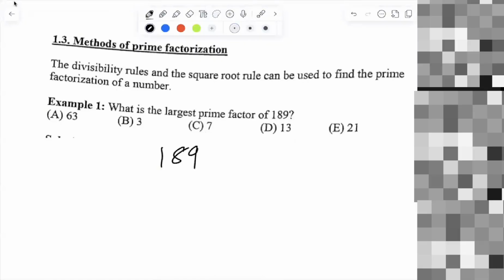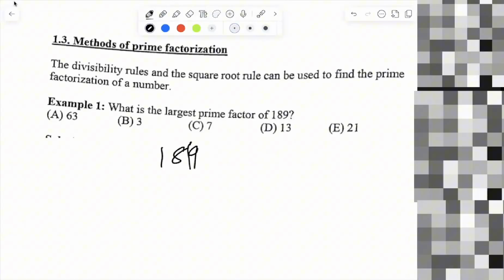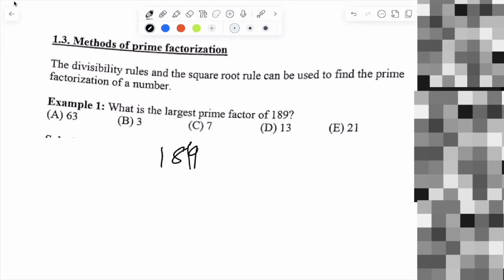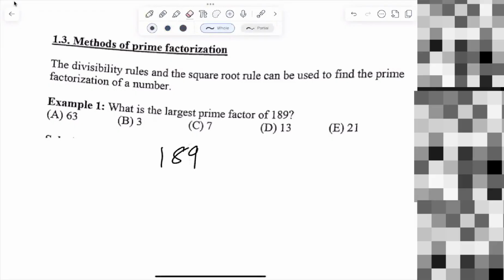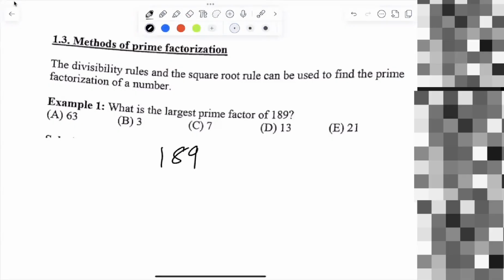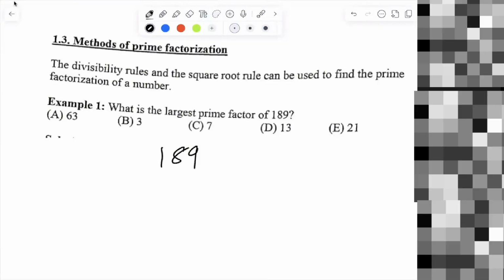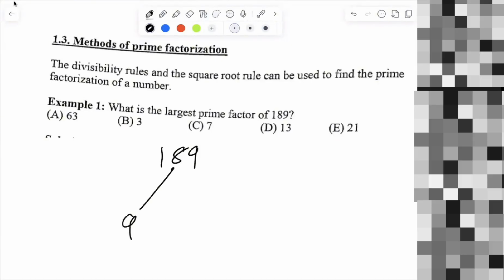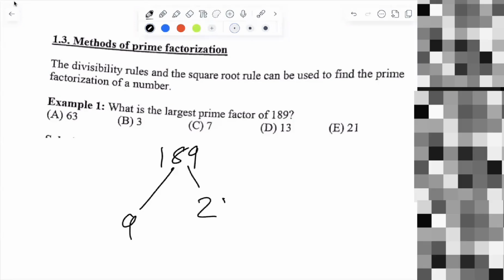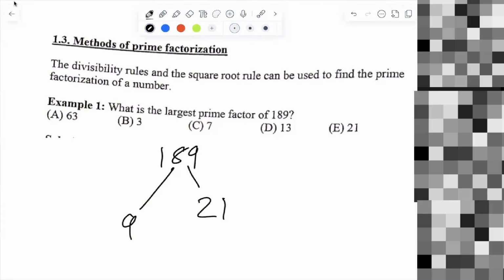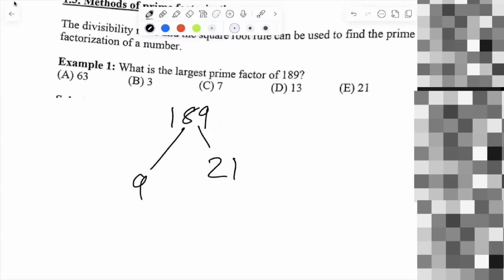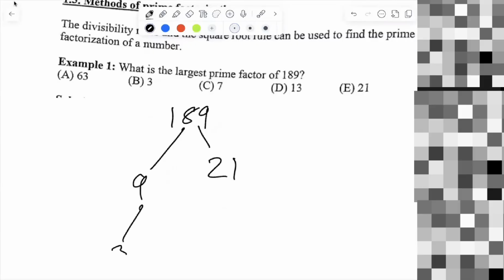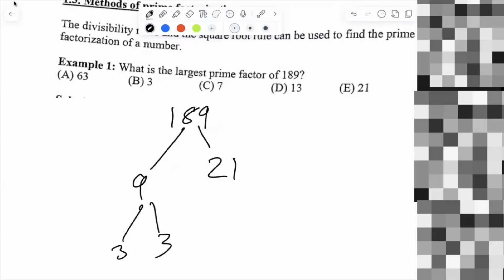Well, 18 is divisible by 9, and 9 is divisible by 9. Or we can just add up the digits, and we notice that it's divisible by 9. So this number is divisible by 9. So we get 9, and once we do the division, 21. Alright? From 9, we can split it down to 3 times 3. So 3 times 3 is 9.